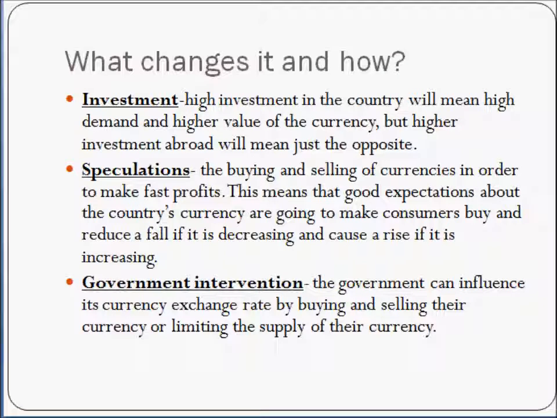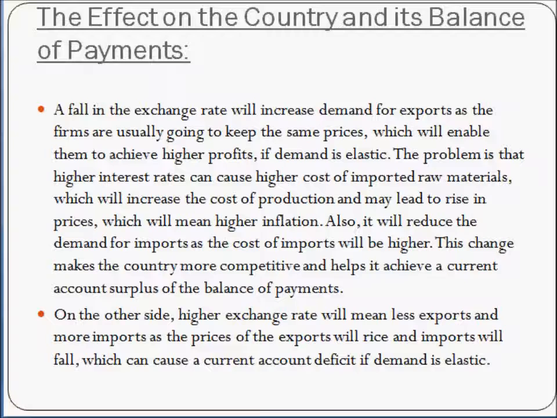Government intervention: the government can influence its currency exchange rate by buying and selling its currency or limiting the supply of its currency. The effect on the country and its balance of payments: a fall in the exchange rate will increase demand for exports as the firms are usually going to keep the same prices, which will enable them to achieve higher profits, if demand is elastic.